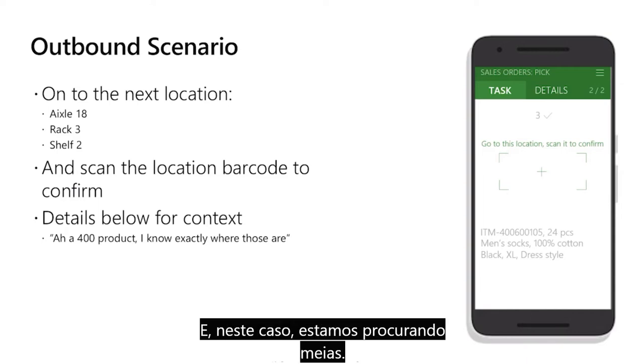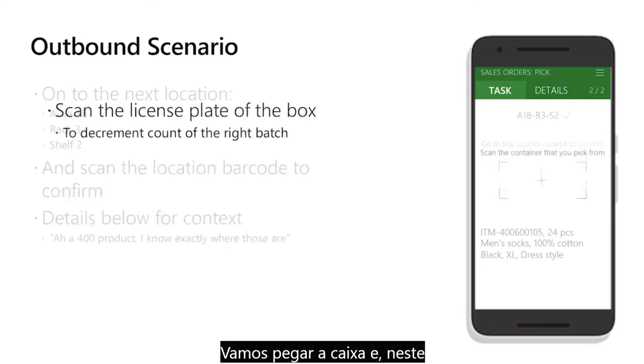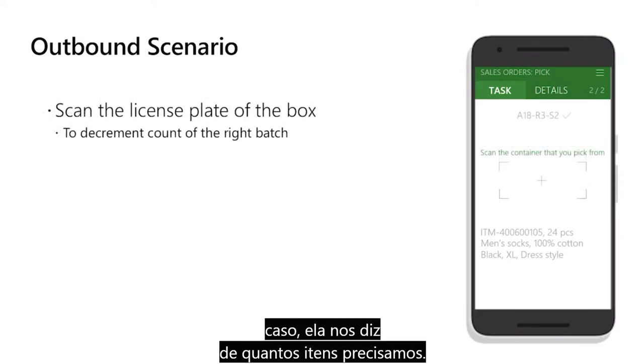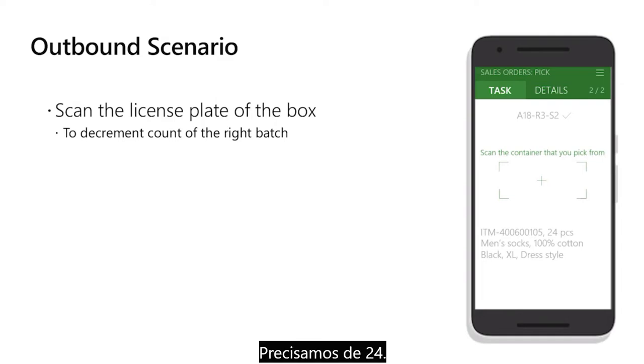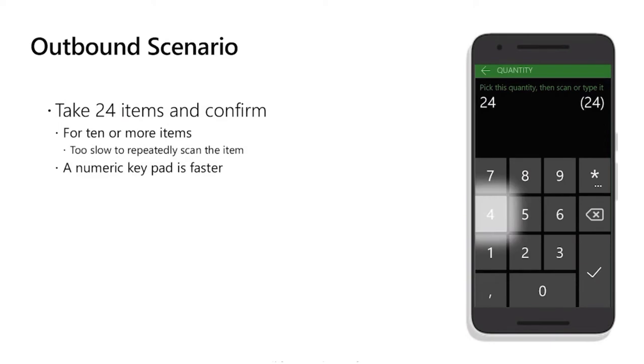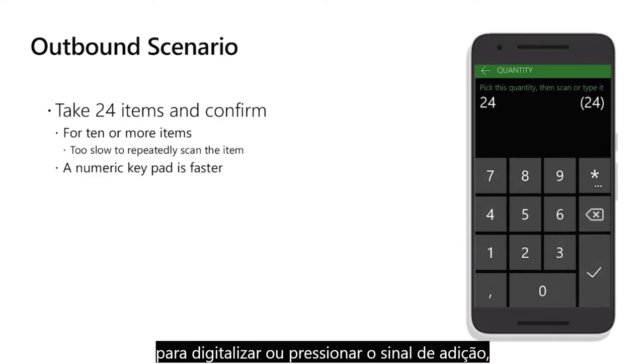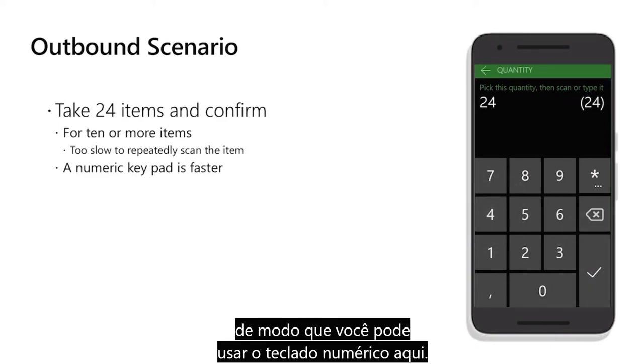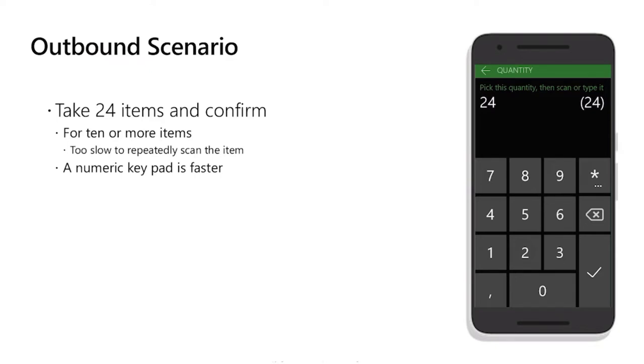And in this case, we're looking for dress socks. We'll take the box, and it's telling us how many we need, and we need 24. So 24 might be a little bit much to scan or press the plus sign, so you can actually use the number pad here.